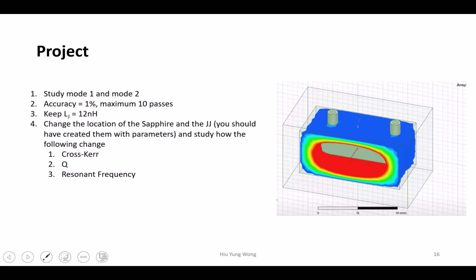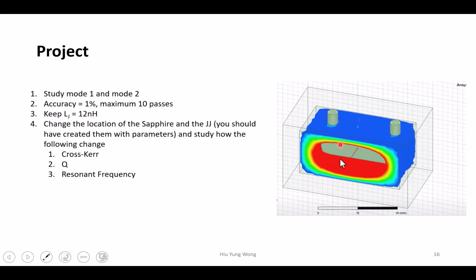I will talk about accuracy, how you choose accuracy later for a real application. And also limit it to 10 passes, because I know some of you want to get perfect results. You will go to 10, 11 passes, then your laptop will crash. It's just too many not-match points. And also keep the LJ equal to 12 nanohenry. Don't change it, because that is going to change your result.